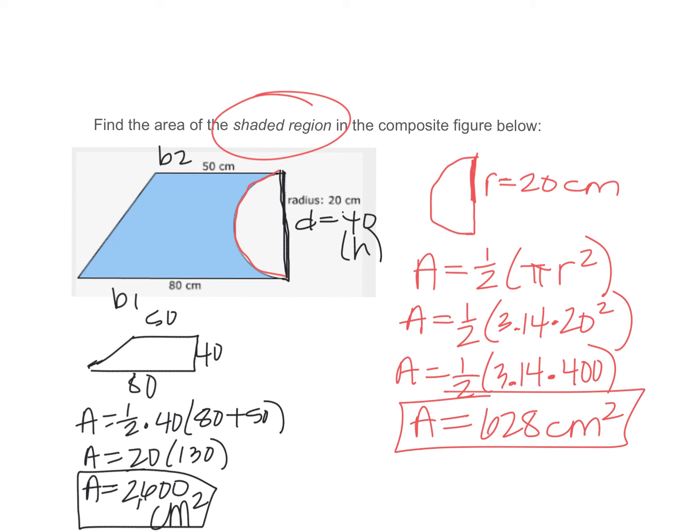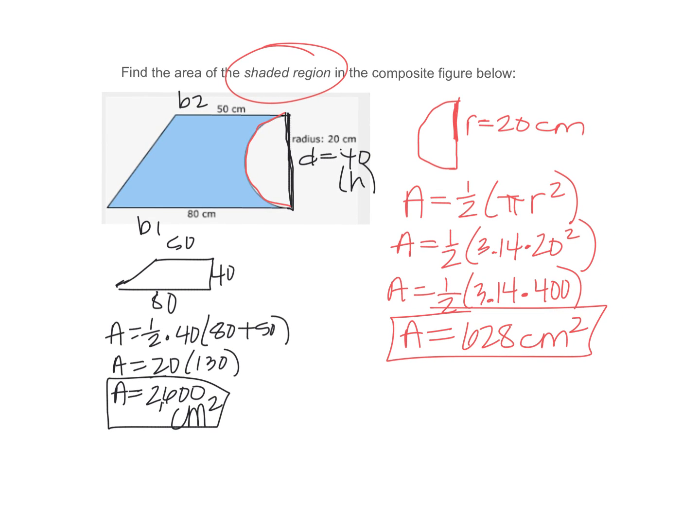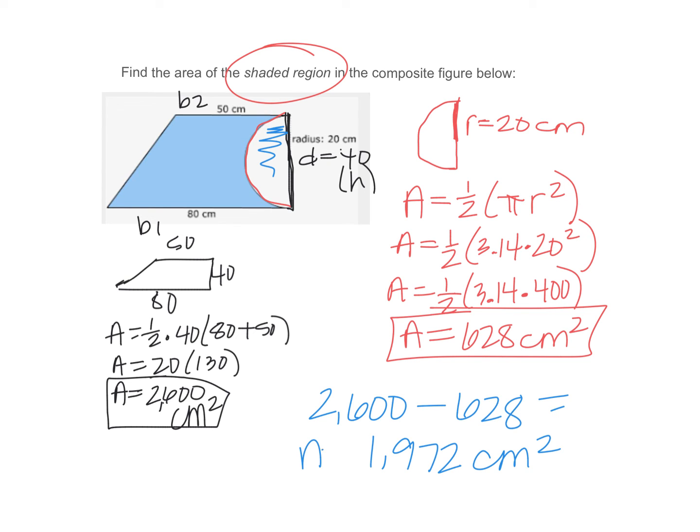Okay, and then lastly, remember, I try to zoom out here a little bit. Remember that we need to take our trapezoid, which is 2,600, and we need to subtract the 628, because this is what we have to take out from the shaded region. So 2,600 minus 628 gives me 1,972 centimeters squared. So that's my total area of the shaded region.